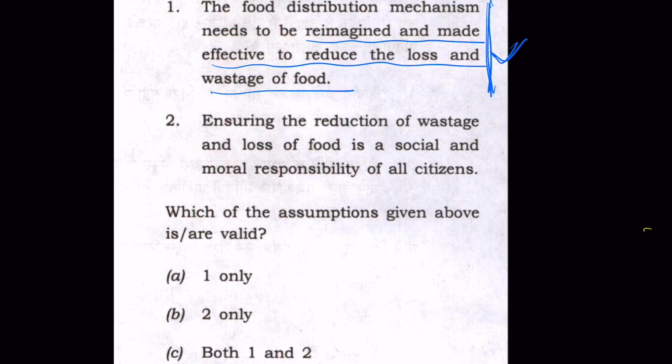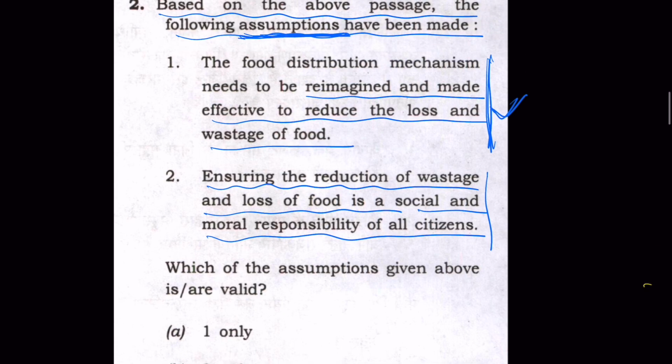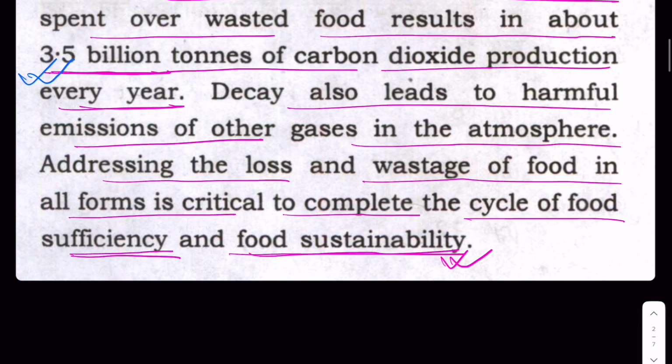So the second option says ensuring the reduction of wastage and loss of food is a social and moral responsibility of all citizens. See, this option, I believe, has not been talked about in the passage, but since assumptions have been made, and it says that a lot of food is being produced and wasted here and there, this seems very tricky. I have been through the options given by different coaching institutes. Some say this is correct, some say this is not correct, but I believe that this is also a correct option, because this is an assumption, means based on the data in the passage itself.